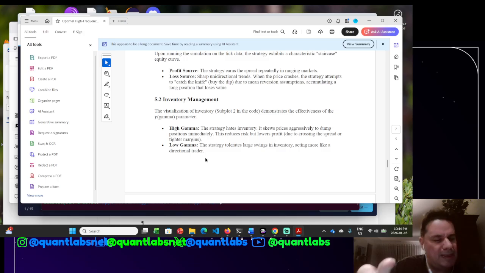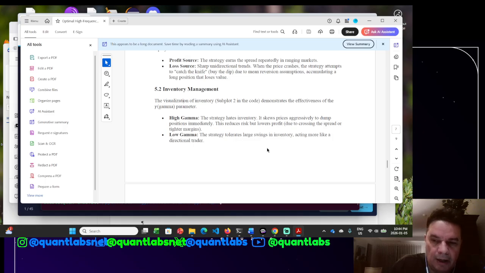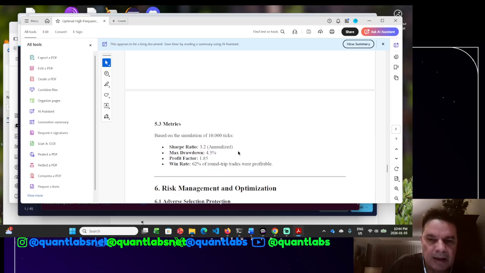And that's why it's good to know this at the crust of it instead of chasing the return through charts or through fundamentals or intuition or just plain old guessing. So here, if we have a low gamma, the opposite, they tolerate large swings in the inventory, acting more like a directional trader. So again, we have our metrics in the Sharpe ratio.